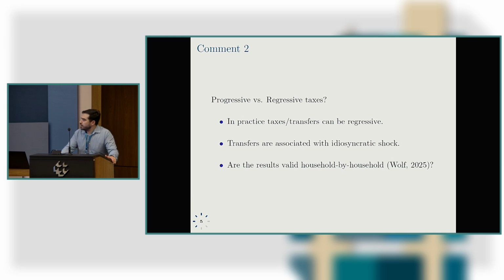And then the third point is, this is something new that you show now, so this is a question that you partially answer: are those results valid household by household? Because you show results at the aggregate level, but we can think about the two extreme cases, low-income households versus high-income households, and how those policies behave across the entire income distribution.